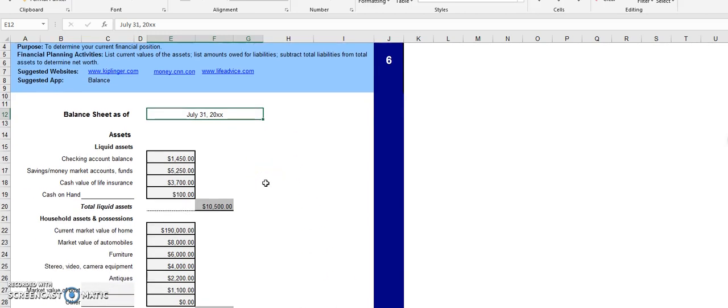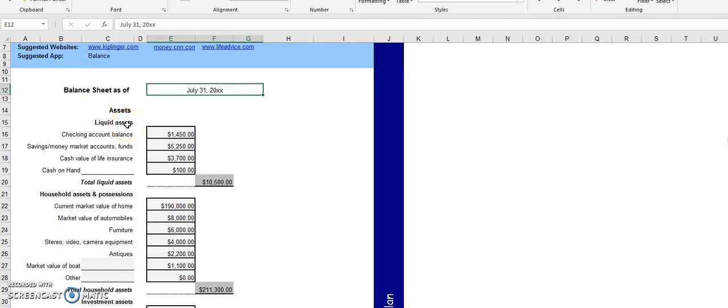Let's look at some of the things you'll include. Assets. To begin with, what is an asset? It's simply an economic resource that you control or possess. It is not necessarily what you own. It's only economic resources that you control or possess. So let's look at some of those.